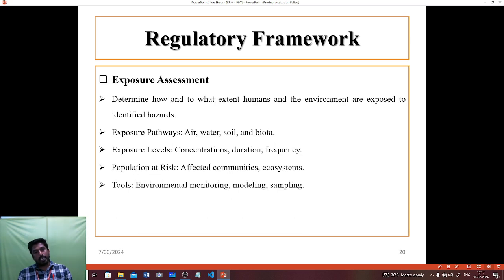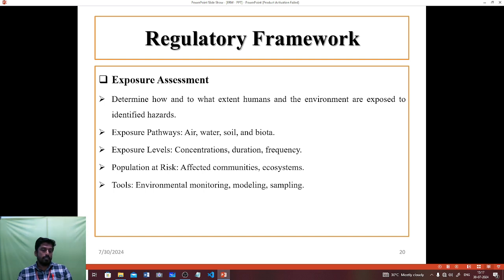Then the next one is exposure assessment. It asks in what way, or how, the hazard will be exposed to another. So we determine how and to what extent humans and the environment are exposed to the identified hazards. Some exposure pathways considered are air, water, soil and biological data. So that is the exposure assessment.